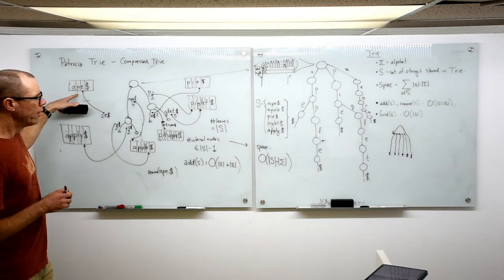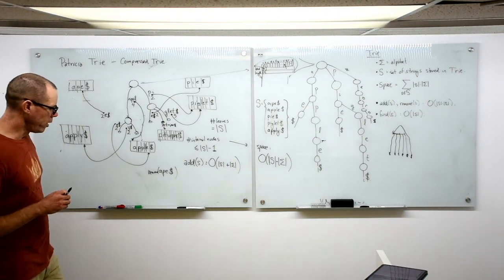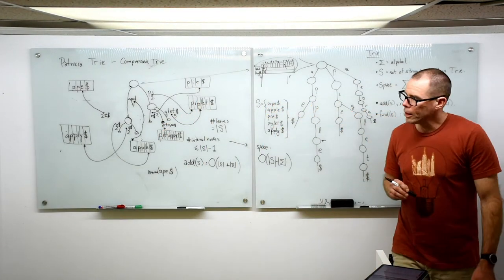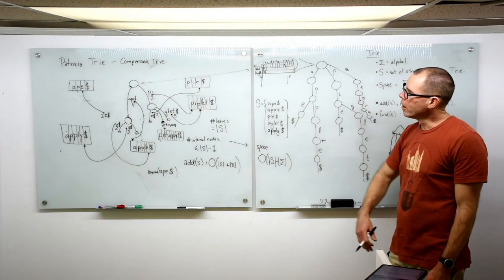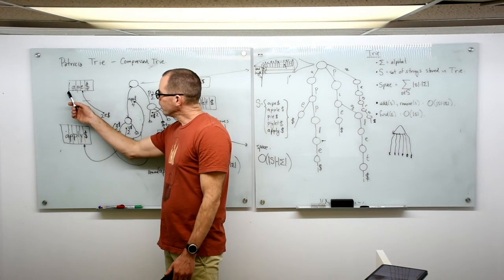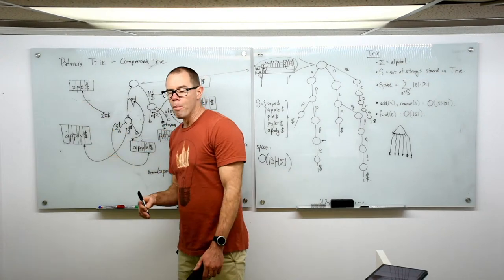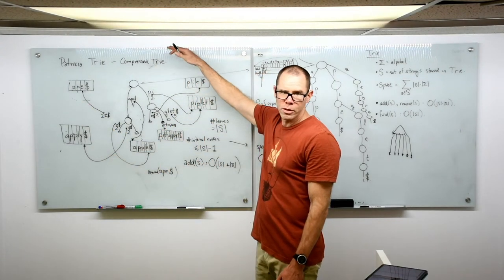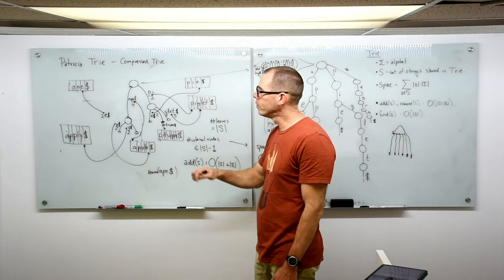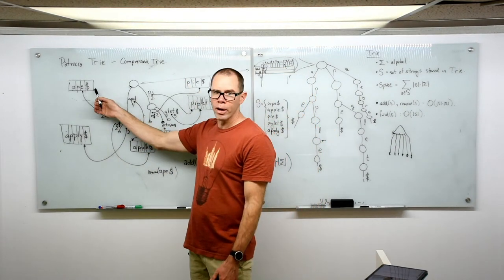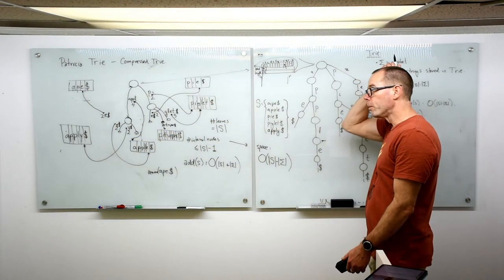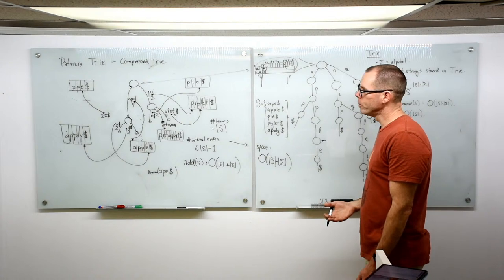Not necessarily, because you could imagine that ape was a long string, and actually something longer than this. So some parts of this array might still be used in labels, along edges that you took to get down to the bottom of it. So you can't just blindly get rid of ape.